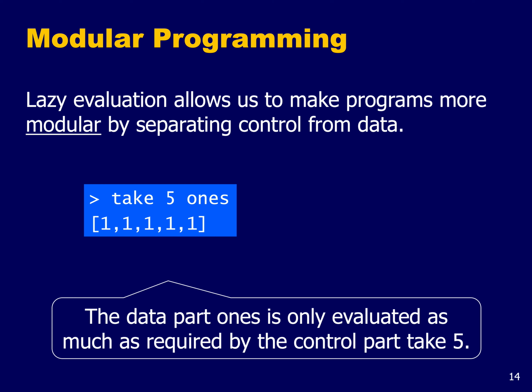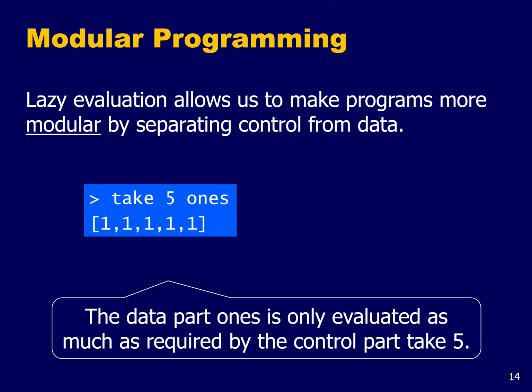Here what we're doing is we're applying the take function to the number 5 and the list ones. Remember, the take function does this: you give it a number like 5 and a list like ones, and it consumes that number of elements from the start of the list. So in this case, we just get a finite list comprising 5 ones. But the interesting thing here is that we've been able to make this computation of generating 5 ones more modular because we've separated the control part from the data part.